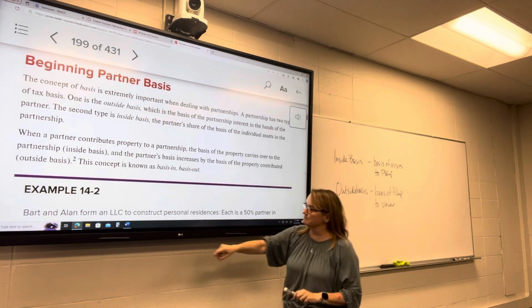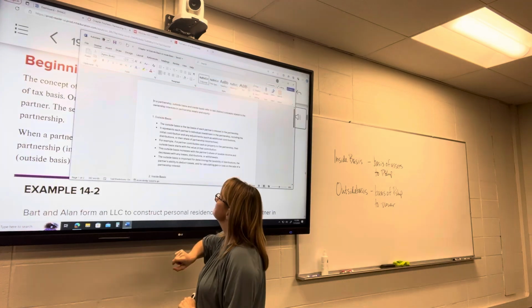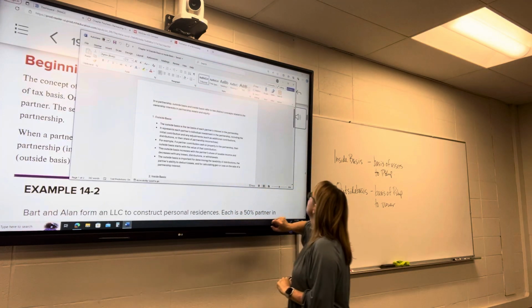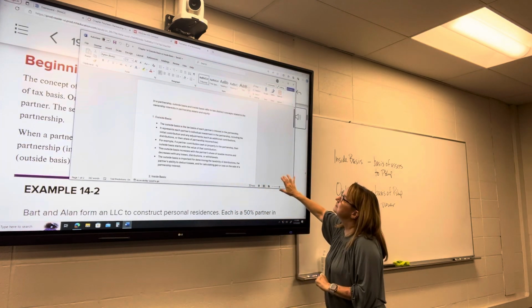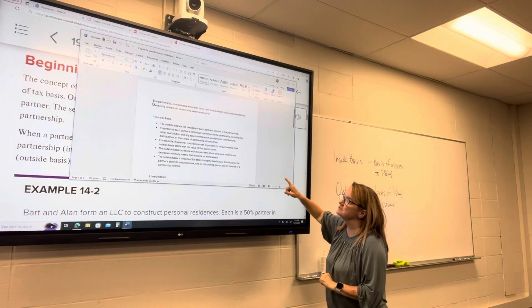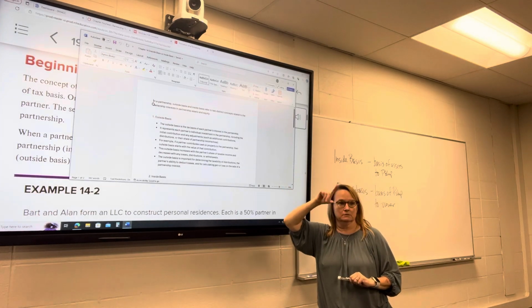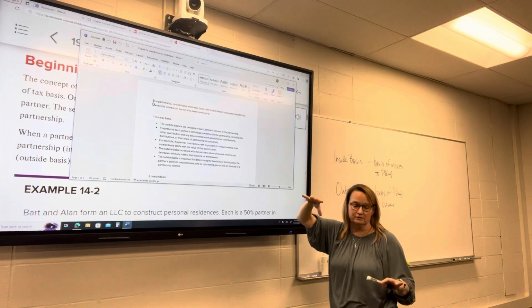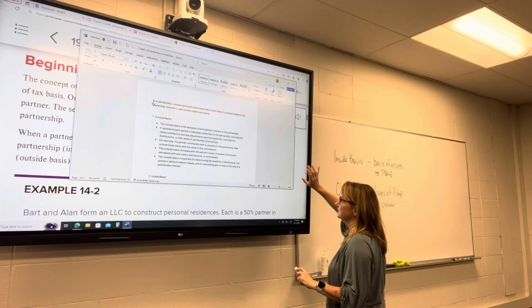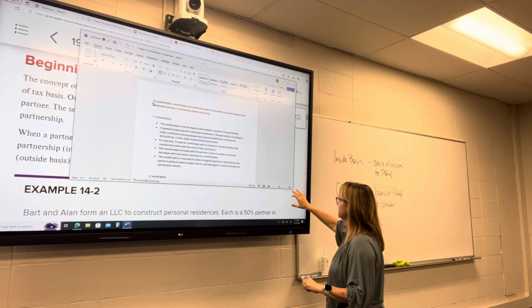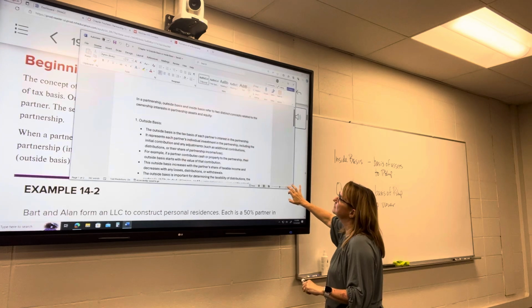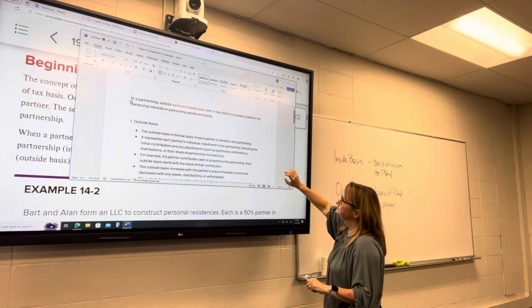Okay, I posted this. I don't know if you can see it. So I posted this online to kind of give you a little bit additional explanation of inside and outside basis. Let me see if I can make this look bigger.